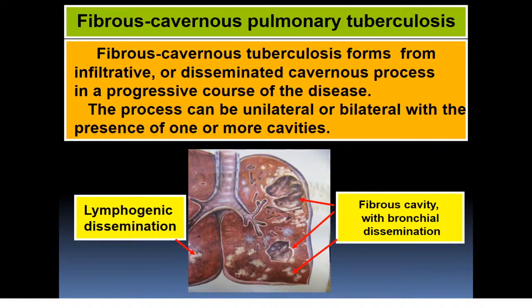On this picture, you see a fibrous cavity with bronchial dissemination. In the left side, we can see fibrous cavities and dissemination around them, and lymphogenic dissemination in the opposite lung, in the right lung. You can see it also.